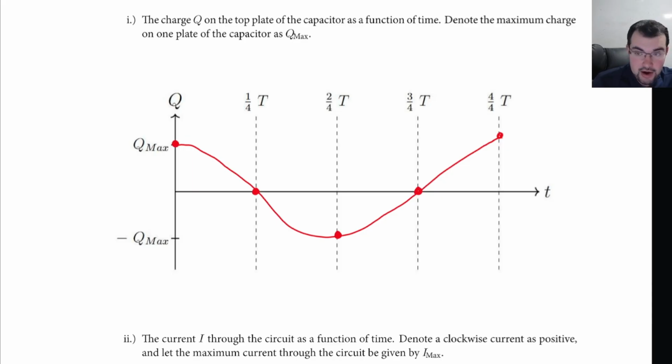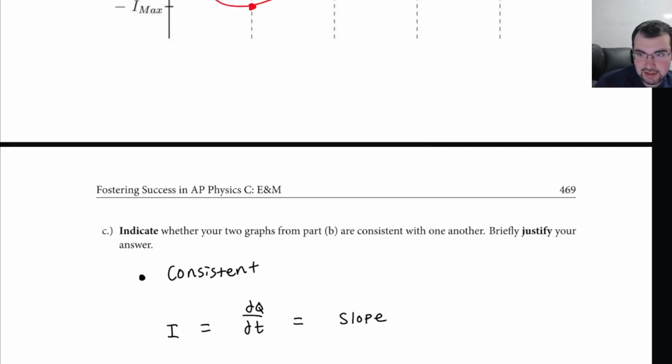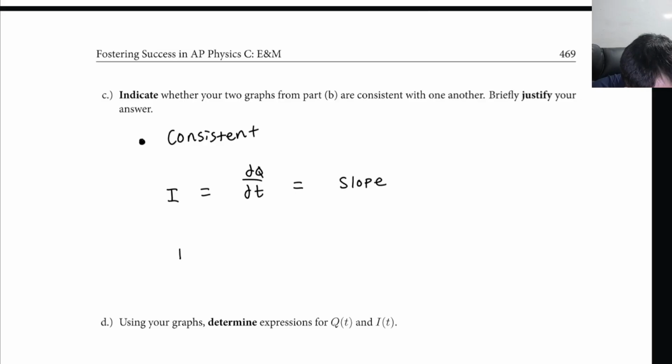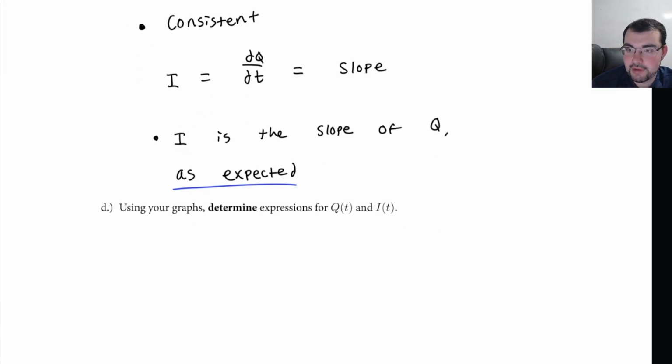So if this is right, our current graph should look like 0, negative max, 0, positive max, 0. So let's check that out. 0, negative max, 0, positive max, 0. That's exactly consistent. So we see that I is the slope of Q, as expected. So we got to throw in an as expected, of course, right?